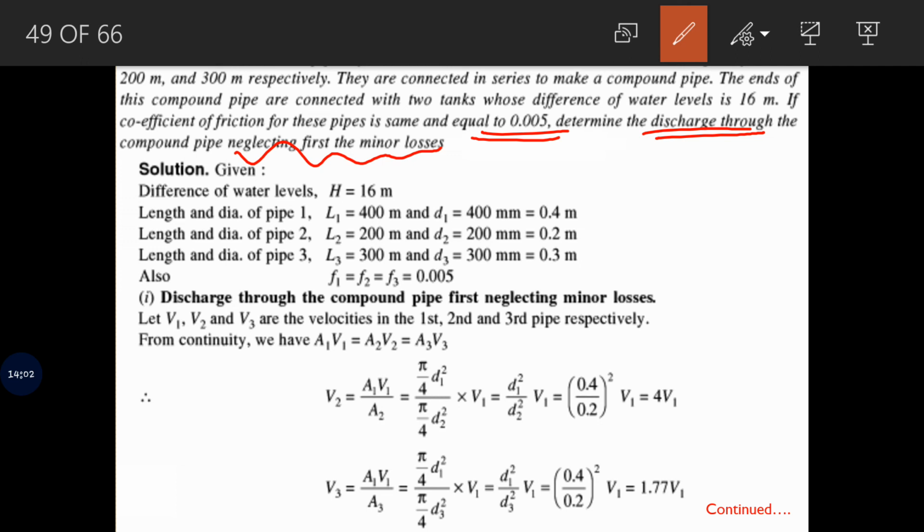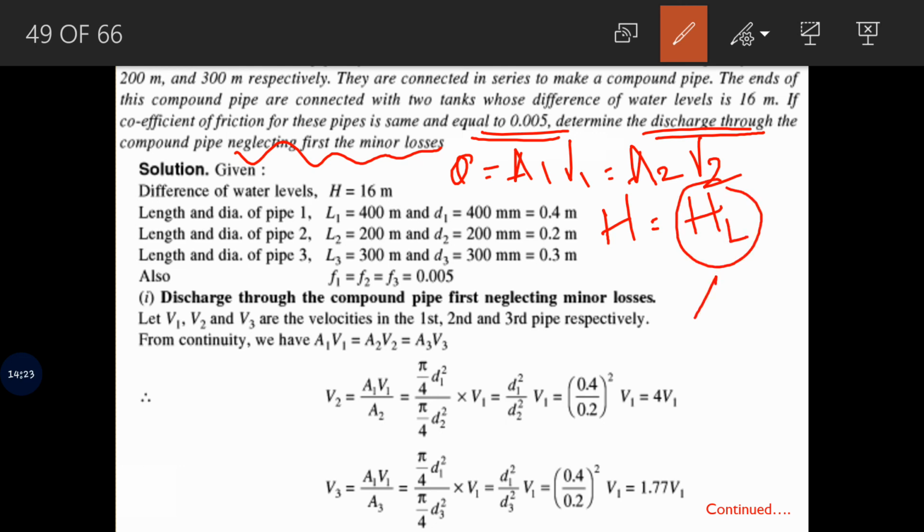So which two equations do we have? The first step is to write the condition. The condition is Q is equal to A1 v1 is equal to A2 v2. This is the first condition, and the second condition which we have is H is equal to HL. HL is actually major loss and minor loss, but the minor loss is to be neglected, so only the major loss remains, which we have to take into consideration.